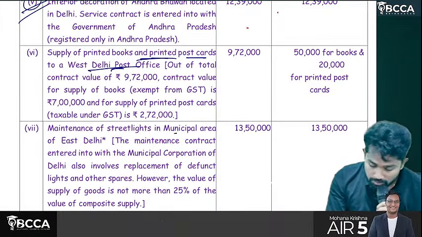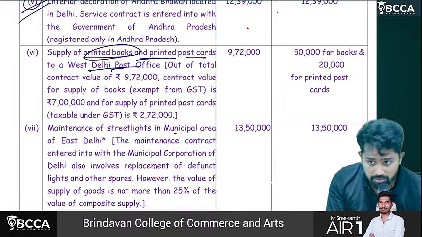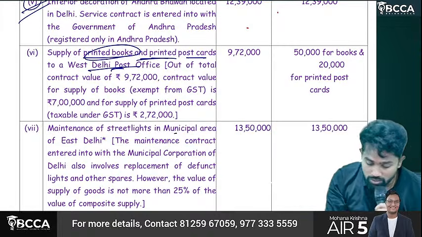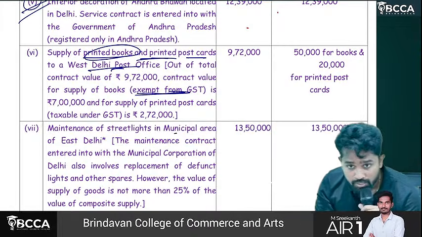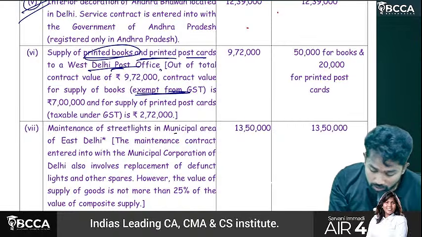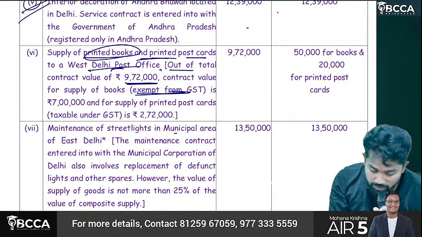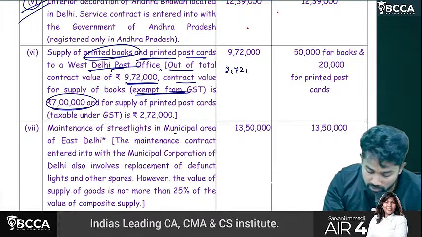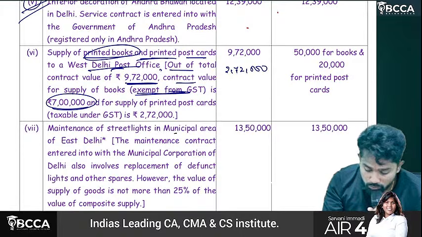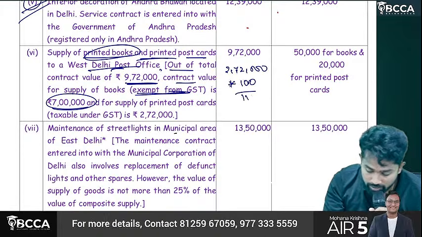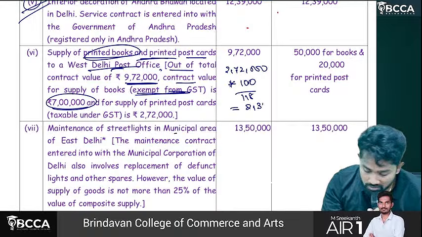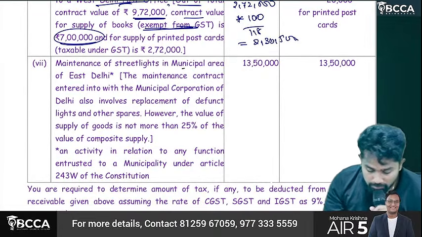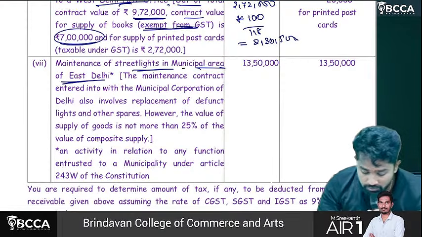Okay, sir, you know printed books are exempted from GST. We discussed it in the exemptions; even if it is not there, here they clearly said exempted from GST. What is the books value here? Out of total contract value 9,72,000, books value is how much, sir? 7 lakhs. Then balance is 2,72,000, which is including GST. So we need to do into 100 by 118. How much? Which is less than 2,50,000. So TDS applicable or not applicable? Not applicable. Then maintenance of street lights in municipal area of East Delhi.